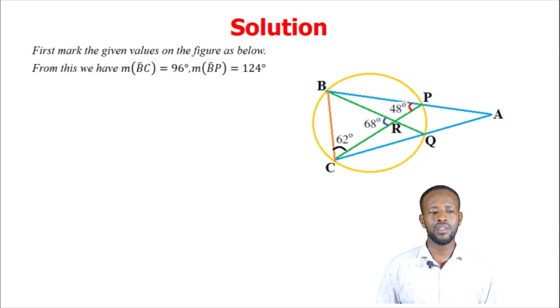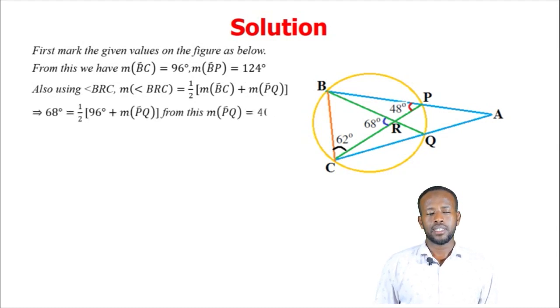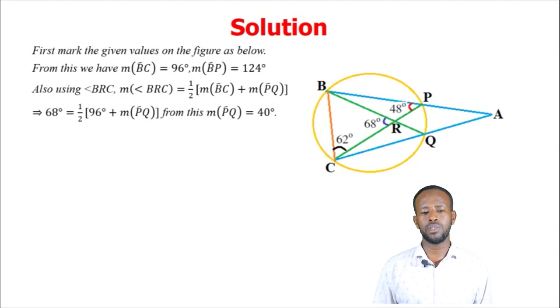Okay. Again, also using a measure of angle PRC, we know that this angle is formed from what? Two chords intersecting inside the circle, therefore its formula is what? Half of the sum of the two arcs. PC we have, but we don't have PQ. We can find PQ from here, and we will get that 68 degrees equals half of 96 degree plus measure of arc PQ. From this we will get that measure of arc BQ is equal to 40 degree.